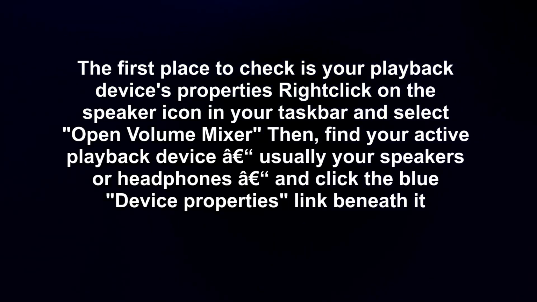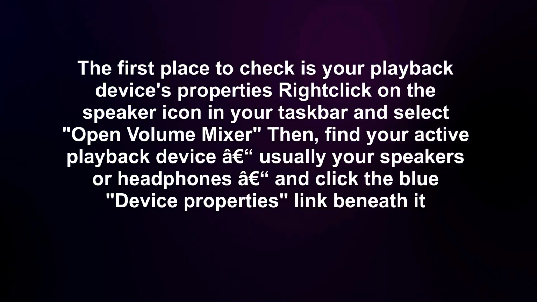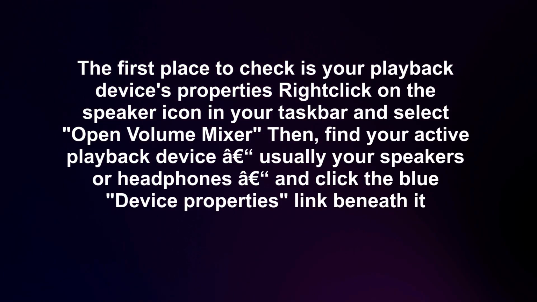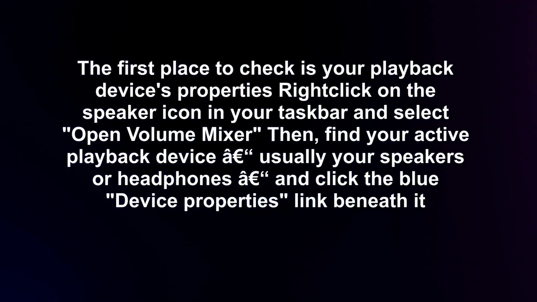The first place to check is your playback device's properties. Right-click on the speaker icon in your taskbar and select Open Volume Mixer. Then, find your active playback device, usually your speakers or headphones, and click the blue device properties link beneath it.